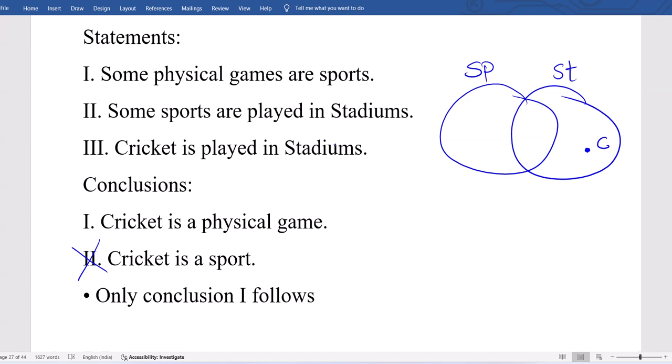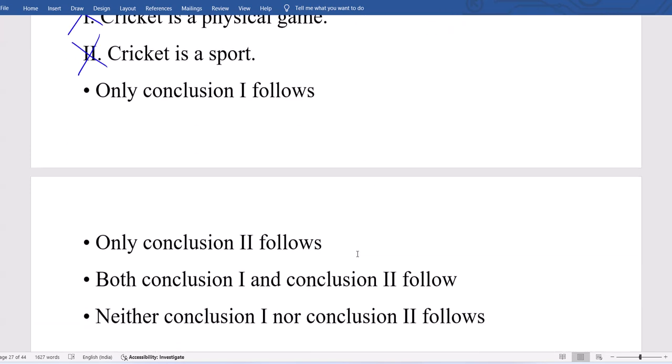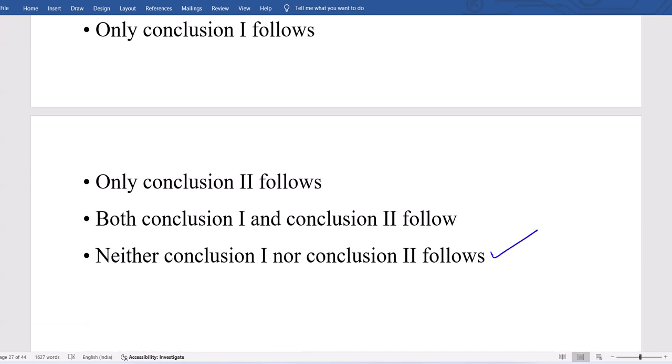Some physical games are sports. Again, cricket and physical games are not connected. I cannot say cricket is a physical game. Neither one nor two. Don't take it personally. This is with respect to the given statements. So neither one nor two.